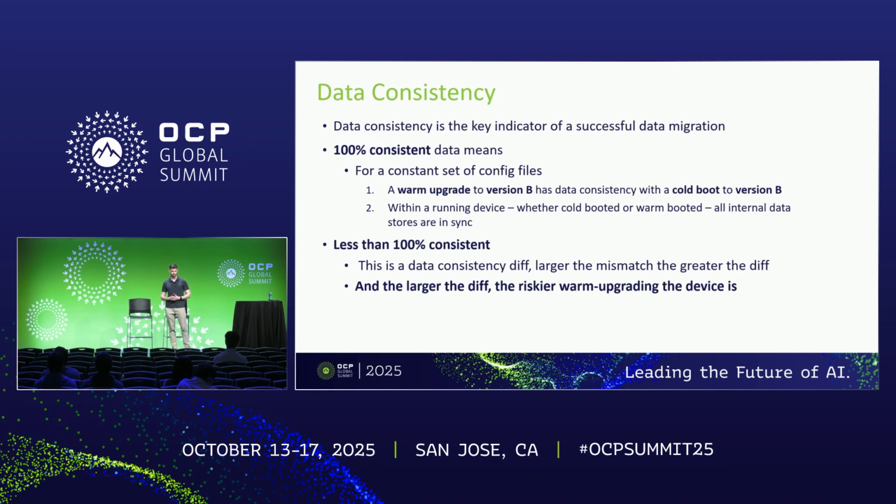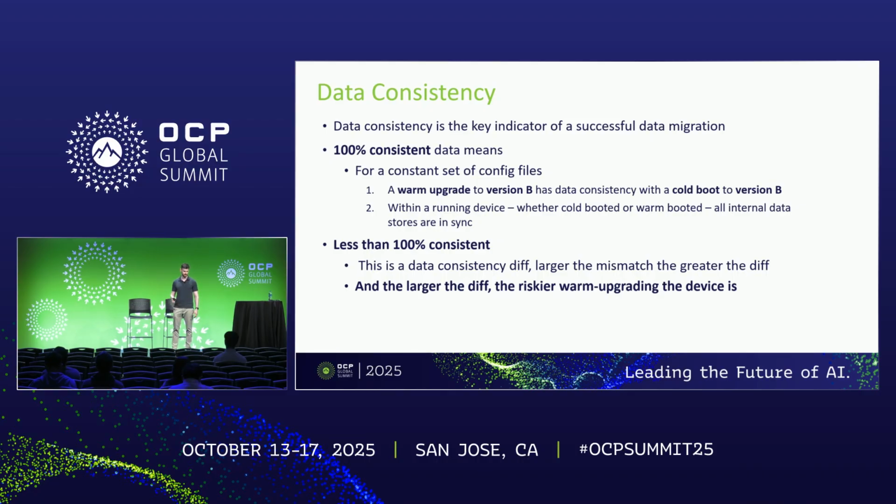Before I go there, I need to define this concept called data consistency. Now, this is the key indicator of how successful a data migration was. When this is 100% consistent, this is the goal state. For a constant set of config files, a warm upgrade to version B has data consistency with a cold boot to version B. And also within that running device, the data stores, whether that be ASIC DB, state DB, the data contained in those, it's consistent across the two.